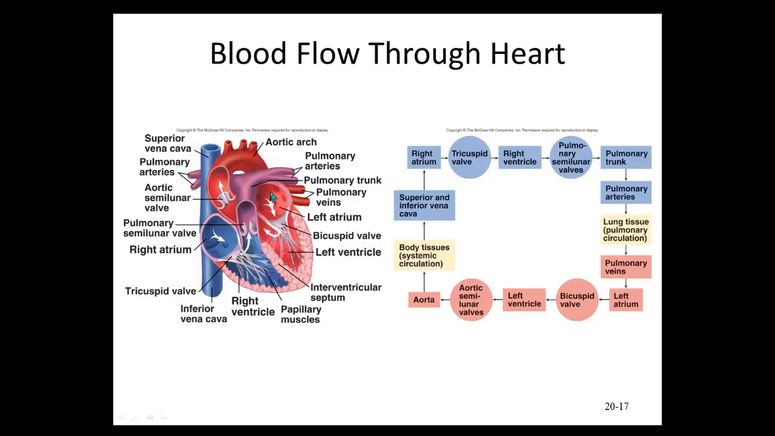Then that red blood cell will travel through the left AV valve. So we're at the pulmonary veins going to the left atrium, which is the bicuspid valve, is another name for that, or the mitral valve, or the left AV valve. Those are all names for the left AV valve. Then it enters the left ventricle.